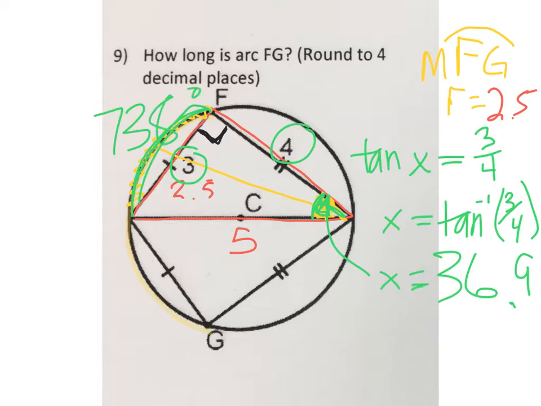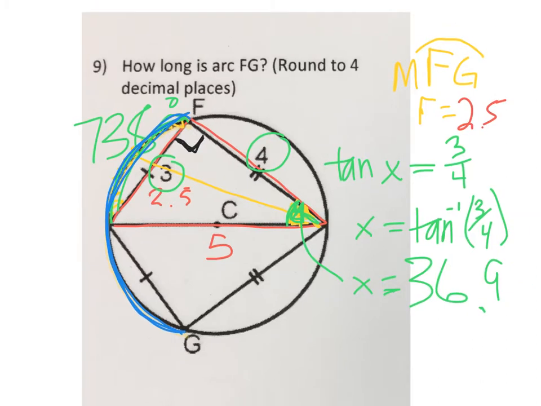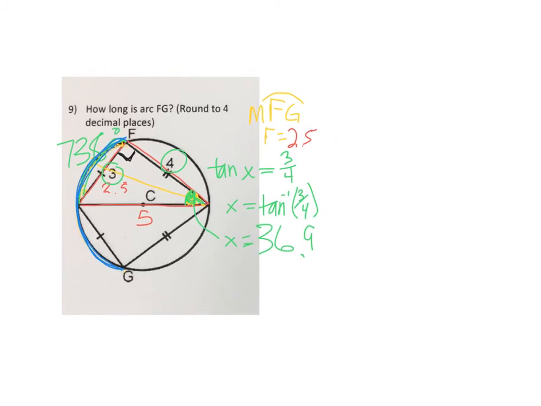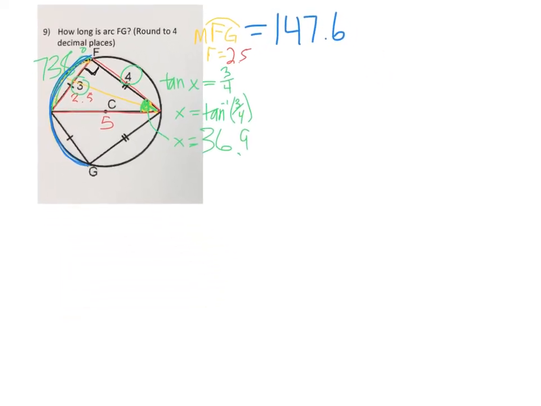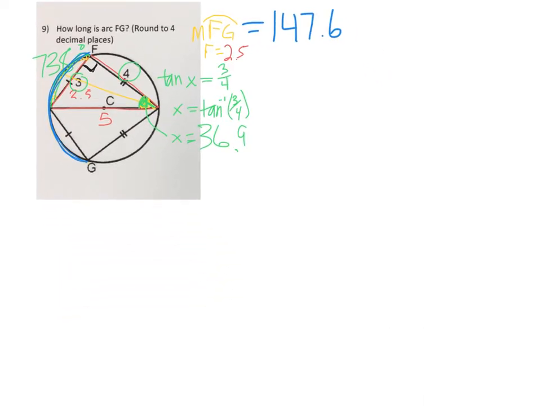And timesing that by 2 to get this whole entire arc measure that goes from F to G. So 73.8 times 2. So I have an arc measure of 147.6 degrees. So there's a lot of work just to figure out what the radius and the measure of that arc is. Because now that I know that amount of information, the arc length ratio is not hard.